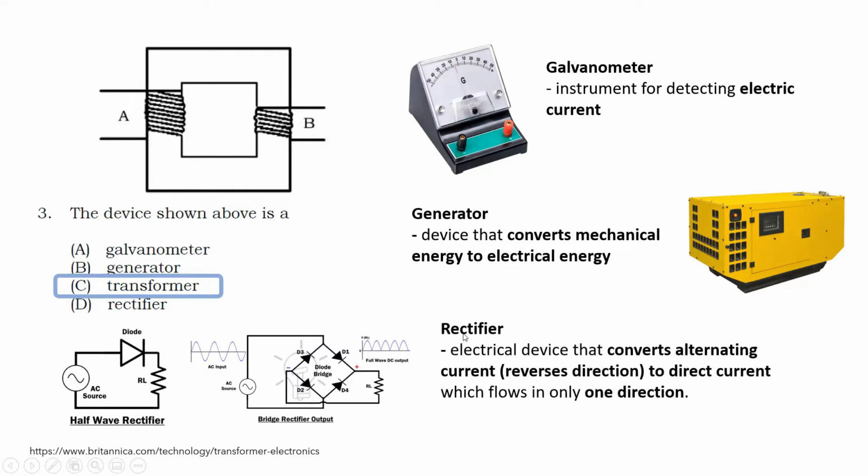And then kapag rectifier naman, it's an electrical device that converts alternating current. Yan, it reverses direction to direct current which flows in only one direction. So kapag rectifier, from AC, ginagawa niyang DC yung current para mag-flow lang in one direction. So ganito yung itsura niya. Pwede siyang i-arrange as circuit. So basta meron kang AC source, may diode, and then meron kang resistor. Pwede kang gumawa ng sarili mong rectifier. Yan. So, iba-ibang klase yung rectifier. Merong half-wave rectifier, may bridge rectifier, and so on.